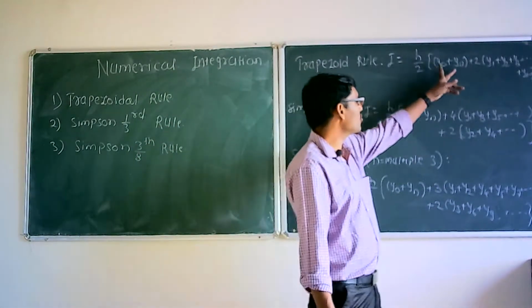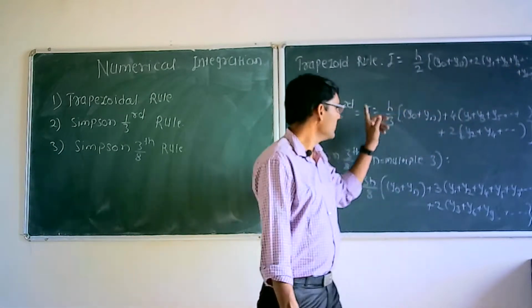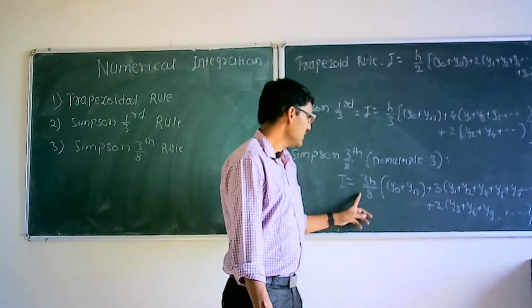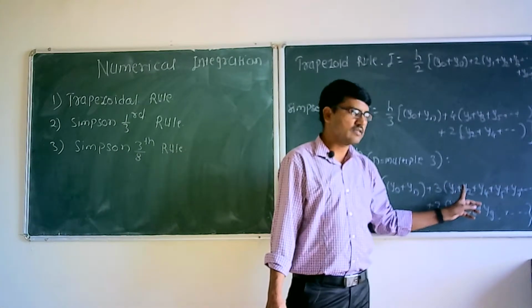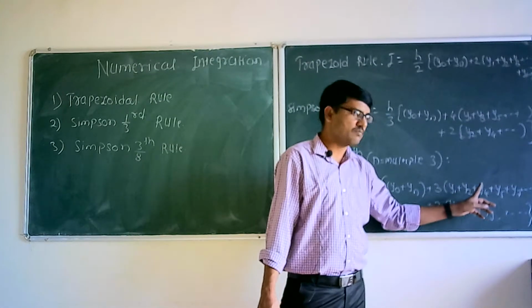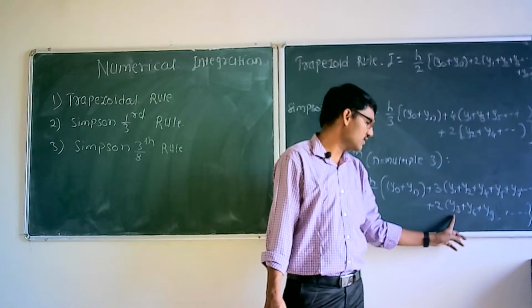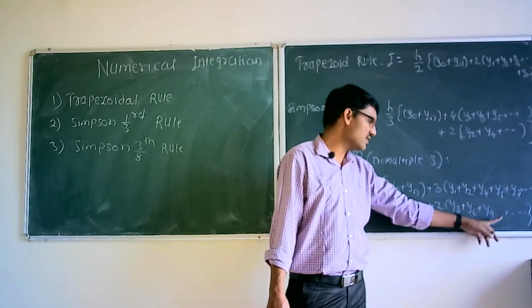Here, in the trapezoidal rule, y0 plus yn and 2 times the remaining terms. In Simpson one-third, y0 plus yn, 4 times odd terms, 2 times even terms. Here, in Simpson 3/8, 3 times the terms not a multiple of 3, and 2 times all the terms that are multiples of 3, y3, y6 and y9.